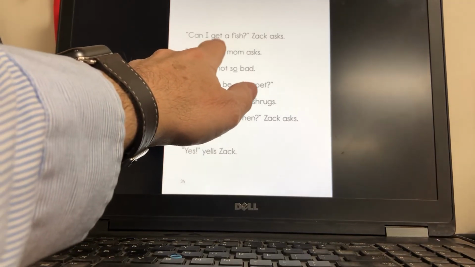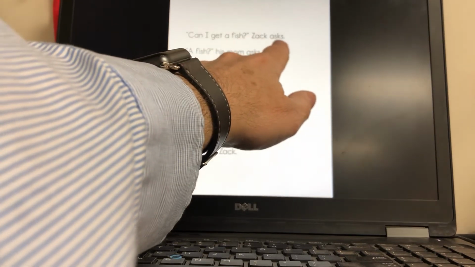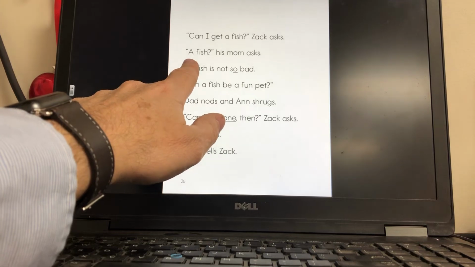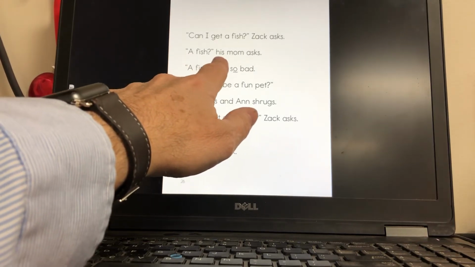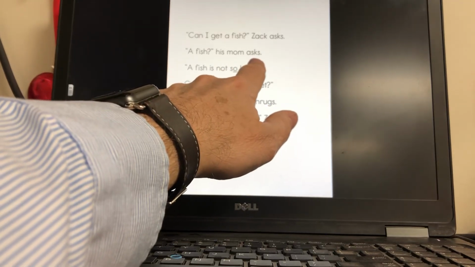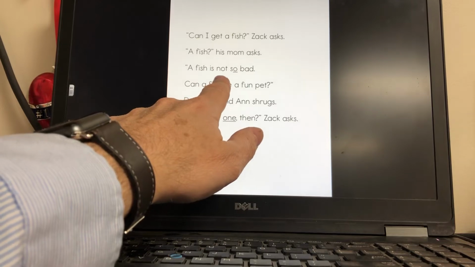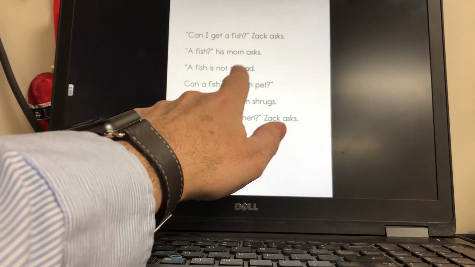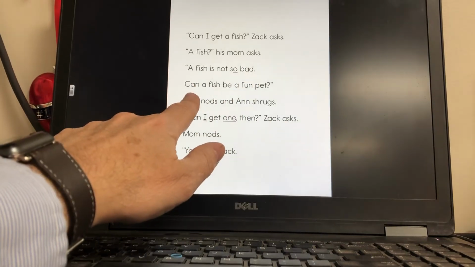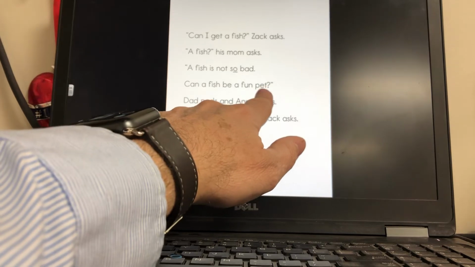Can I get a fish? Zack asks. A fish? Tricky word, his mom asks. A fish is not so bad. Tricky word, so bad. Can a fish be a fun pet?